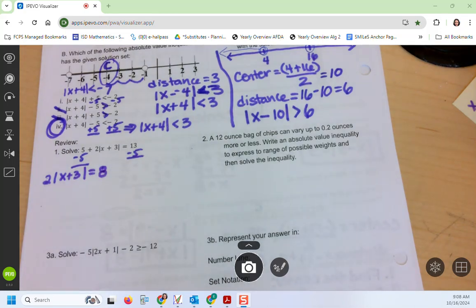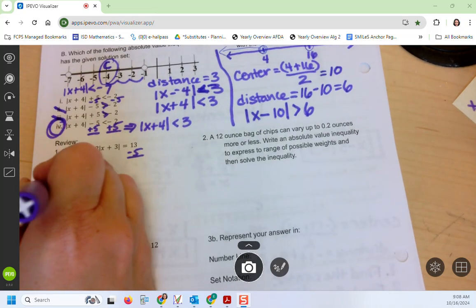And then, if those were parentheses, we would distribute. But because it's absolute value, we do not distribute. So how can we then undo multiply by 2? Jeffrey? Division, very good. So we're going to divide both sides by 2.